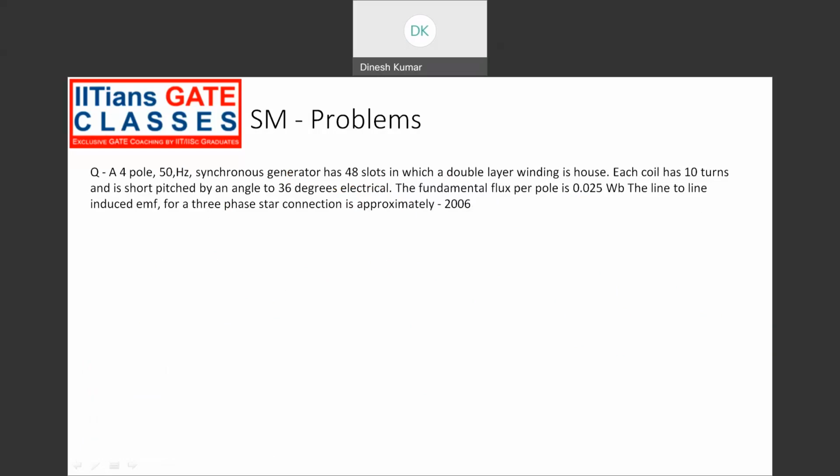A 4-pole 50 Hz synchronous generator has 48 slots in which a double layer winding is kept. Each coil has 10 turns and is short pitched by an angle of 36 degrees electrical. That is nothing but alpha. They have given us the alpha short pitched angle. The fundamental flux per pole is 0.025 Weber. They're asking us to find out the line-to-line induced EMF for a three-phase star connection.